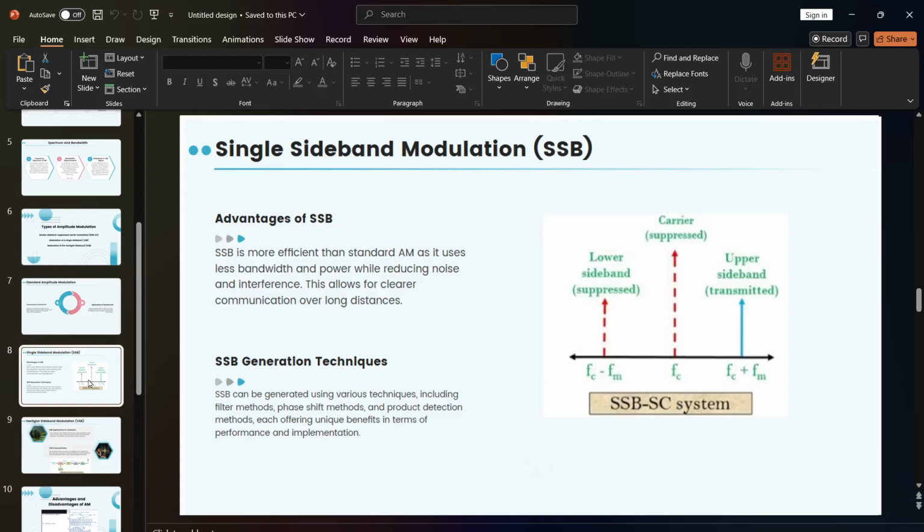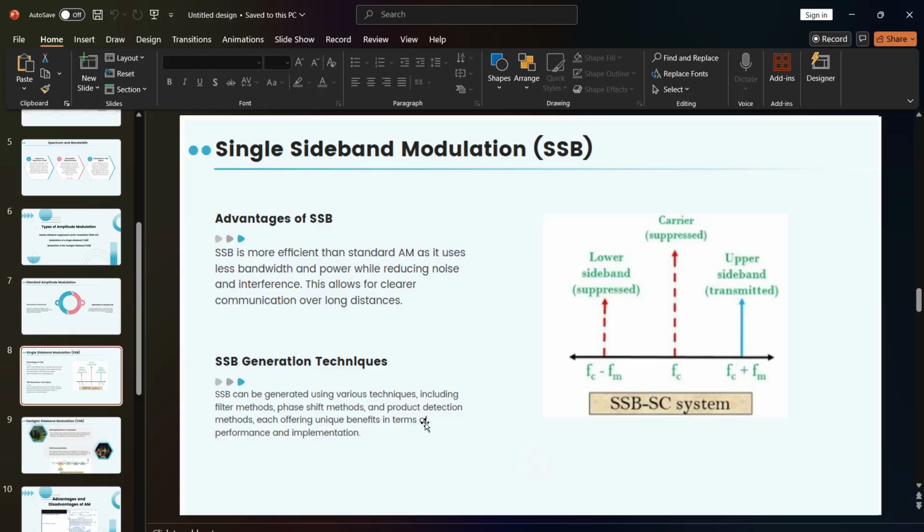Now there are advantages of this SSB. SSB is more efficient than standard AM as it uses less bandwidth and power while reducing noise and interference. This allows for clearer communication over long distances. Now, what are the SSB generation techniques? How many techniques are there and what are they? SSB can be generated using various techniques, including filter methods, phase shift methods, and product detection methods, each offering unique benefits in terms of performance and implementation.